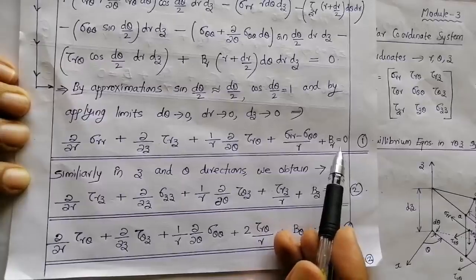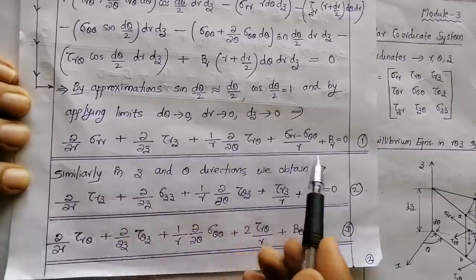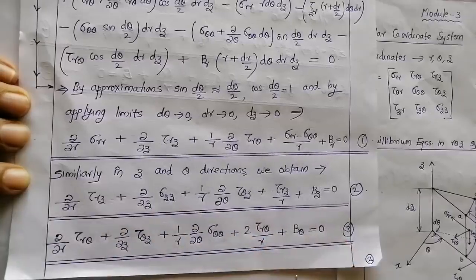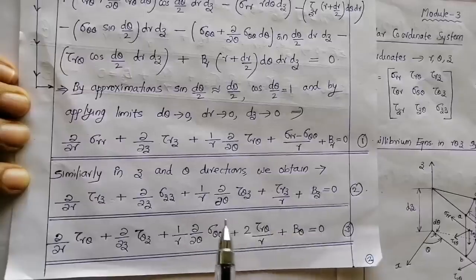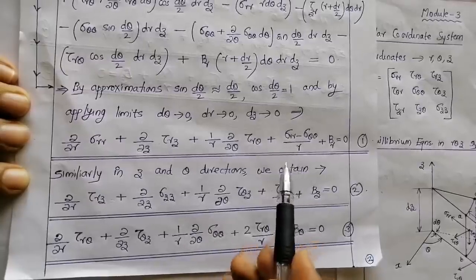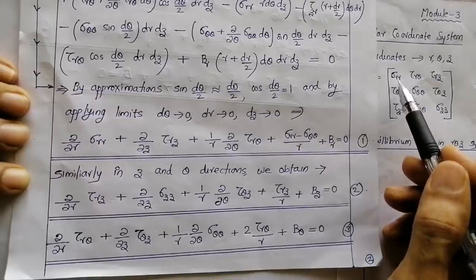In most of the cases this body force will be treated as 0. So, the remaining part equal to 0 is the equilibrium equation in r direction. There is an easy way to remember three terms of the equation. The fourth term you have to learn by heart. I will explain. Now, let us take the equilibrium equation in r direction.